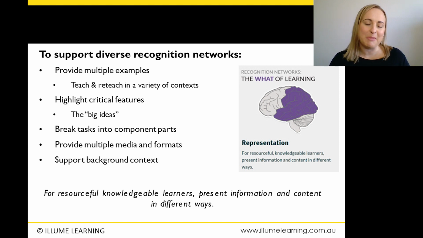So it might be too much to expect that a student will sit down and write a procedure from A to Z in one go. But we might be able to get them to do one part today and another part tomorrow. So we're breaking down those component parts for them into chunks to enable them to be more successful. We want to provide multiple media and multiple formats.